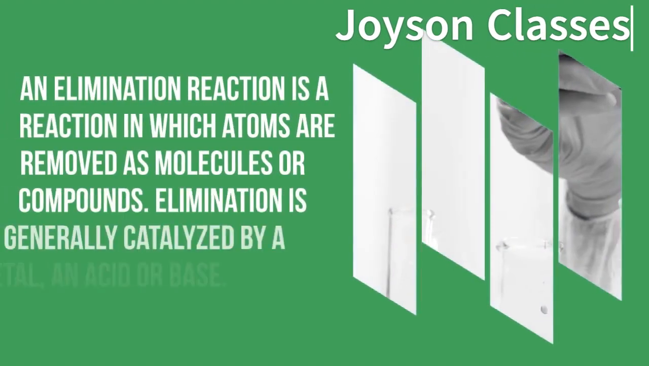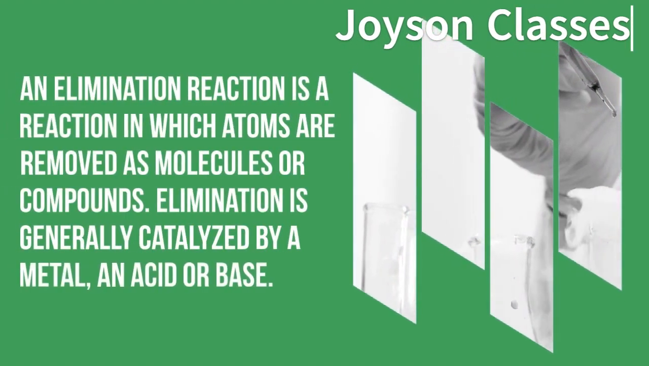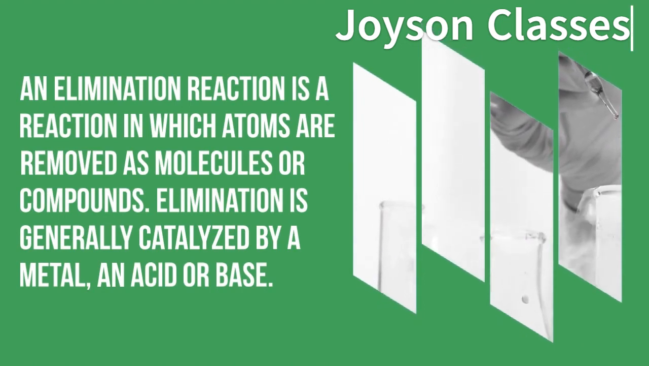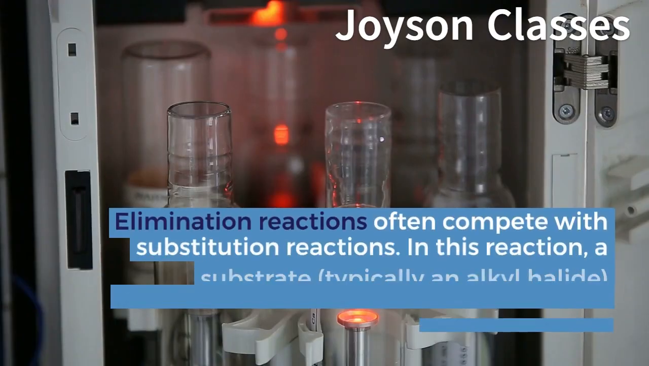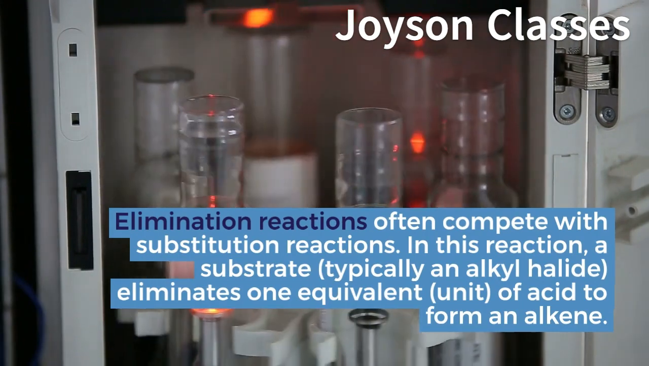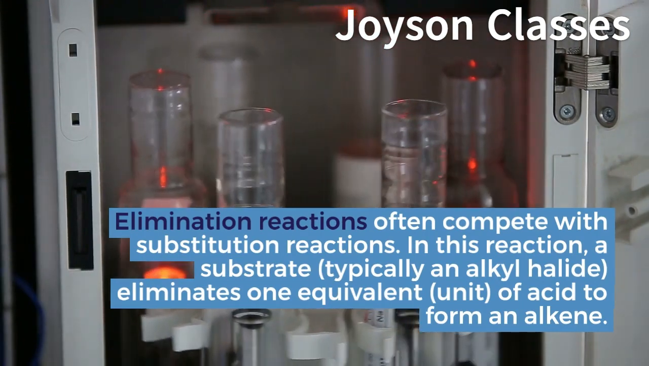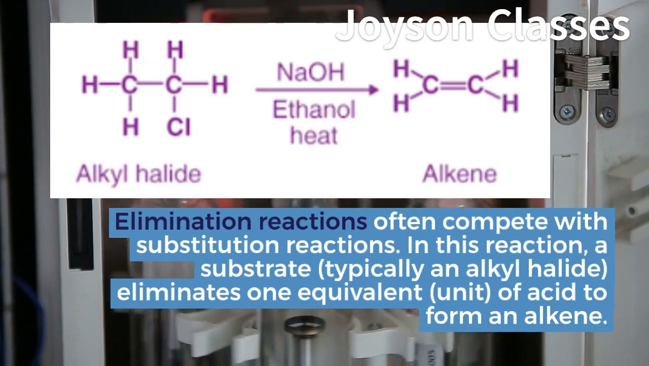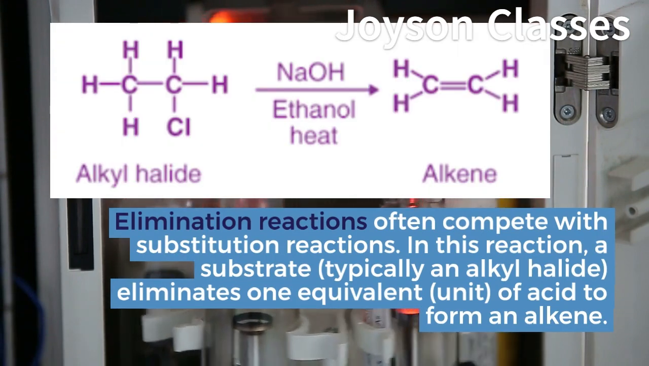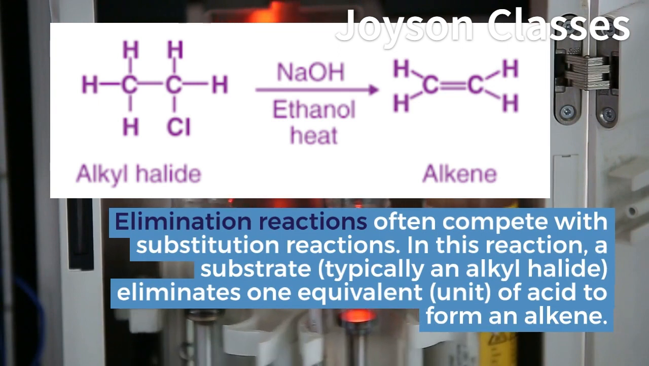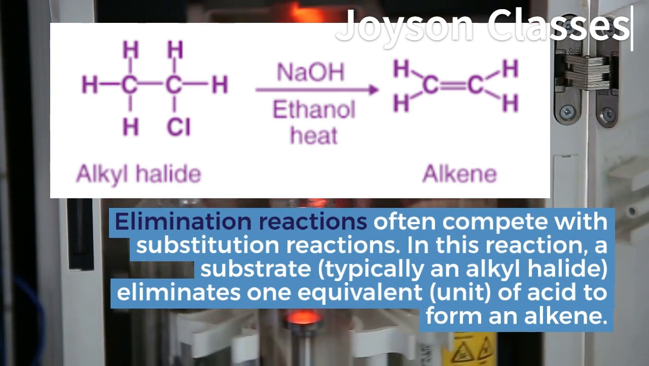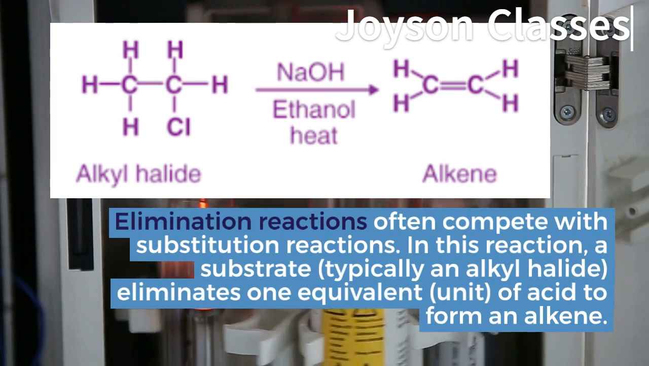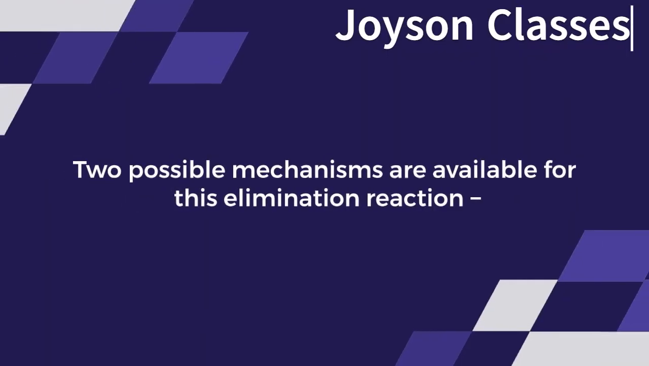An elimination reaction is a reaction in which atoms are removed as molecules or compounds. Elimination is generally catalyzed by a metal, an acid, or base. Elimination reactions often compete with substitution reactions. In this reaction, a substrate, typically an alkyl halide, eliminates one equivalent unit of acid to form an alkene. Two possible mechanisms are available for this elimination reaction: E1 and E2 mechanisms.